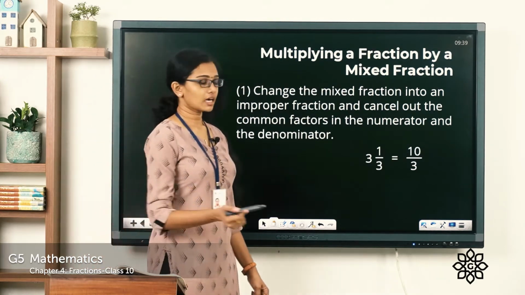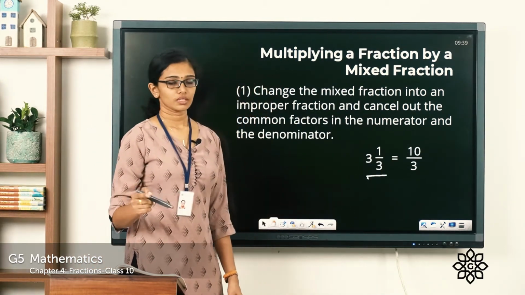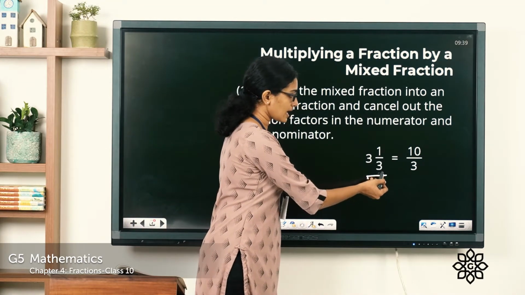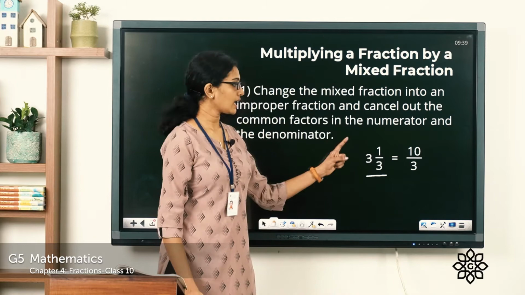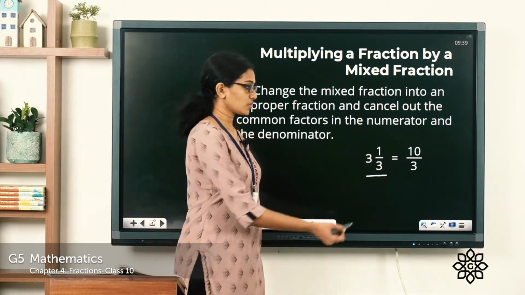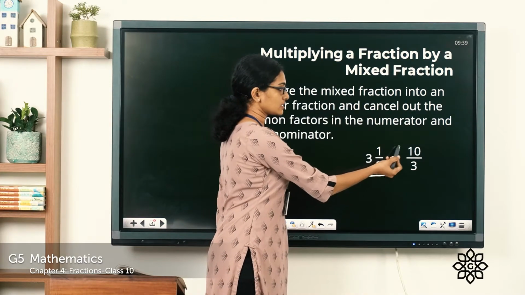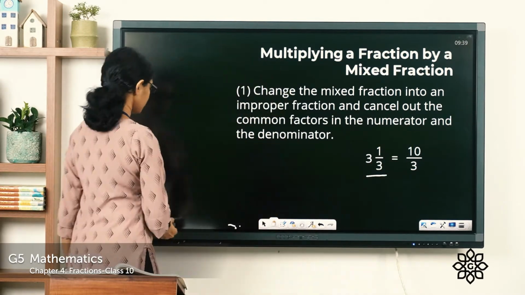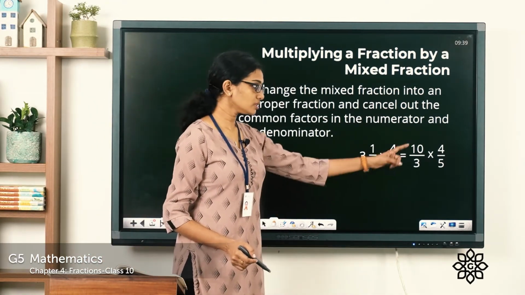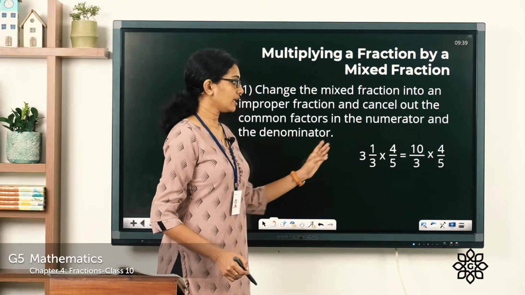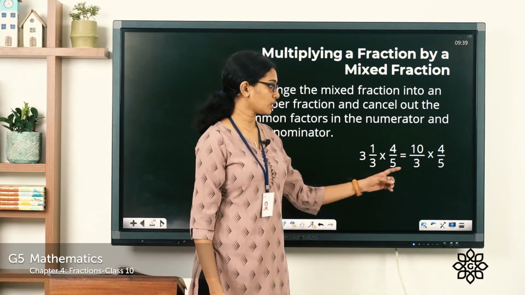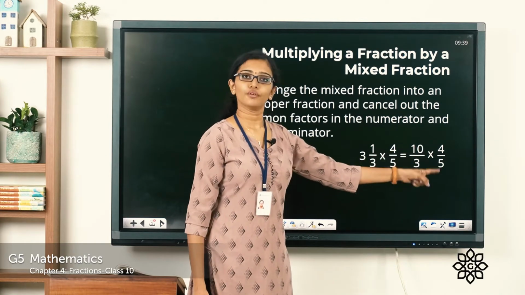So let's see how we can convert the given mixed fraction. The steps to convert a mixed fraction to an improper fraction are: just multiply the denominator with the whole number part, add that product to the numerator and put it over the same denominator. So here it is 3 into 3, 9, plus 1, 10 by 3. Now we have obtained the corresponding improper fraction, which is equal to 10 by 3. Now let's go back to the question. 3 1 by 3 into 4 by 5 is equal to 10 by 3 into 4 by 5.